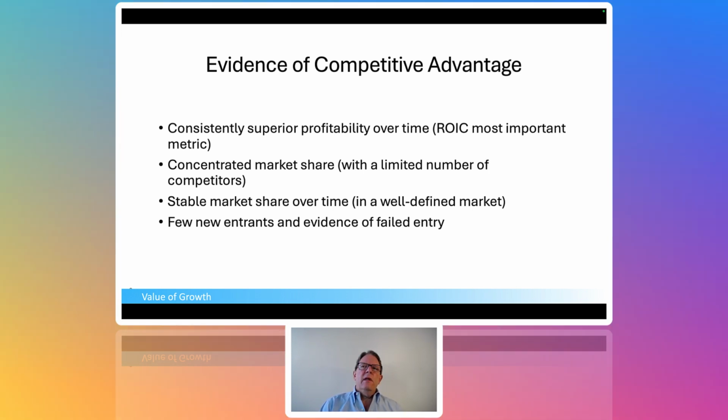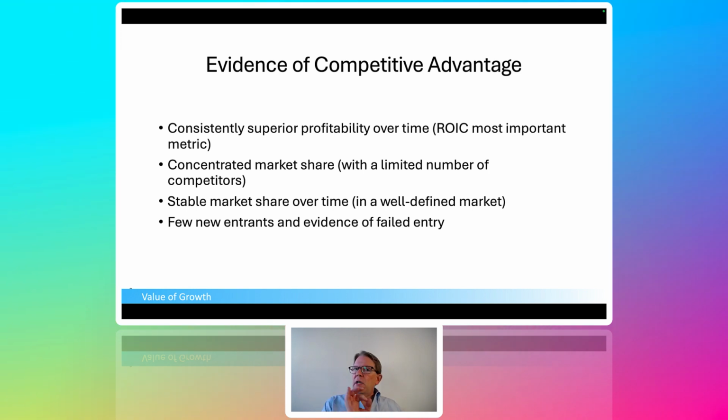That is excellent. Why are they getting out? It was too hard to gain market share. So this is really the evidence. I want superior ROIC over time. I want concentrated market share. I want stable market share. And I want few new entrants, ideally no new entrants. And I love it when a company or two or three try to get into the business and they fail to get into the business. So those are your 4 primary tests of whether or not a competitive advantage exists.